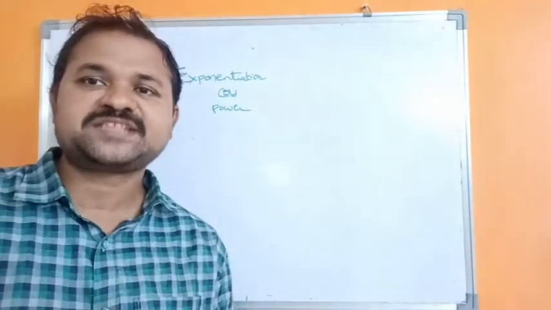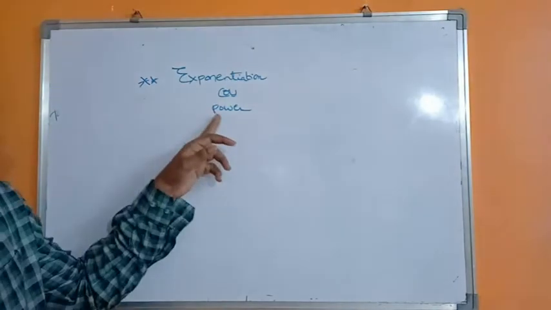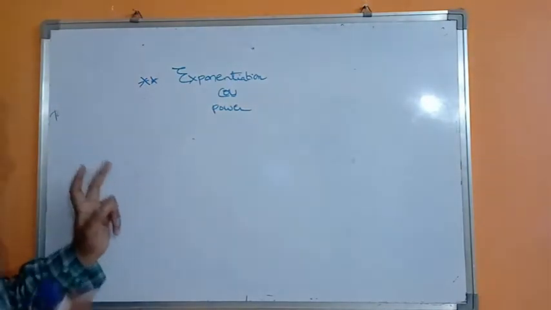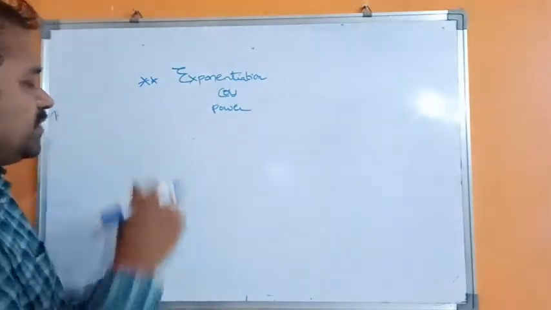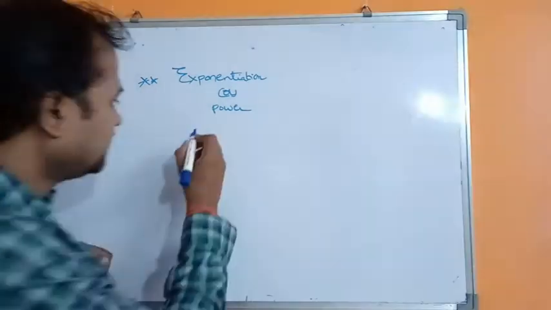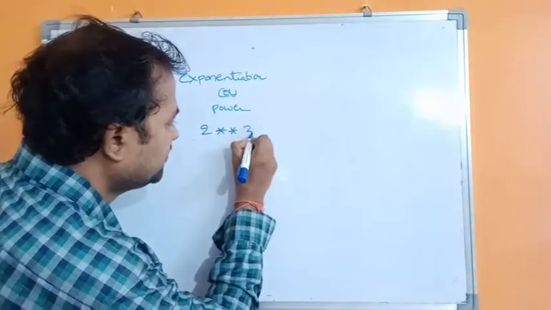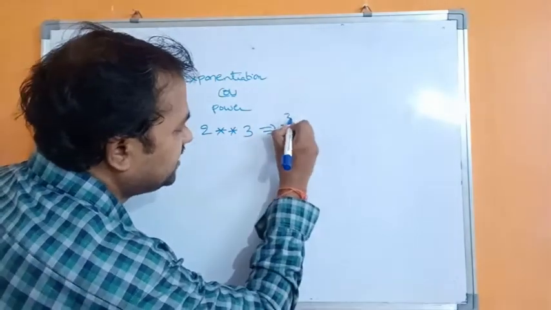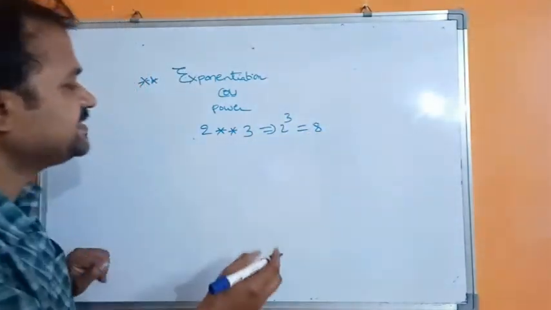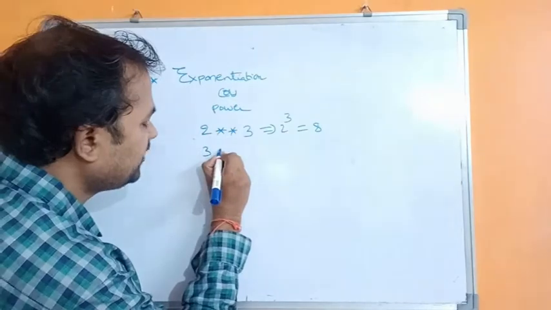Now let's see the last arithmetic operator. That is exponentiation or the power operator, which is denoted by 2 double asterisks, 2 stars. Let's take an example here. 2 star star 3. So this is equivalent to 2 power 3. So what is 2 power 3? 8 is the result.